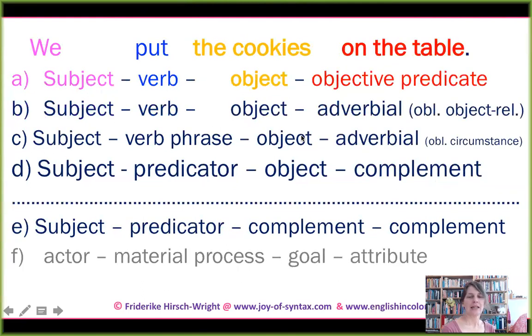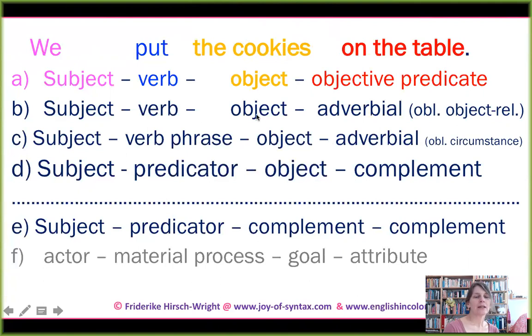I put the cookies on the table. Now here we have some disagreement. Traditional grammar, and I go with traditional grammar on this one, as you can see from the fact that I color parsed that version, says that this final element, on the table, actually predicates something about the object. And that is why it's called an objective predicate. So I did something to the cookies, and now the cookies are on the table. So on the table is the predicate that belongs to the object.